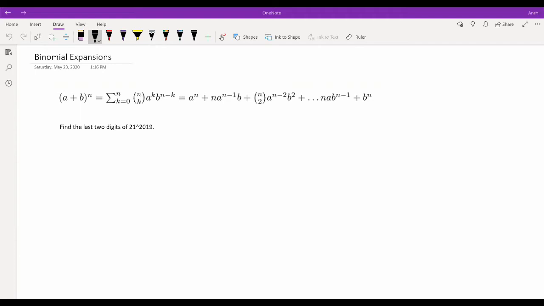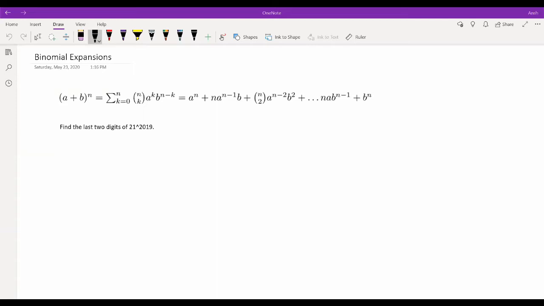Let's say we want to find the last 2 digits of 21 to the 2019 power. When we want to find the last 2 digits, this is equivalent to finding the number mod 100, because whatever it is, mod 100 is just the last 2 digits. We can't really simplify 21 like we did earlier, where we turned a really large number like 3029 into 9. Here we can't do that because 21 is obviously less than 100. So what we can do here is use binomial expansion.